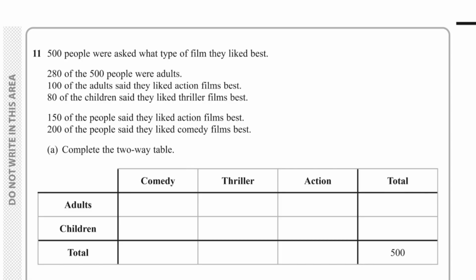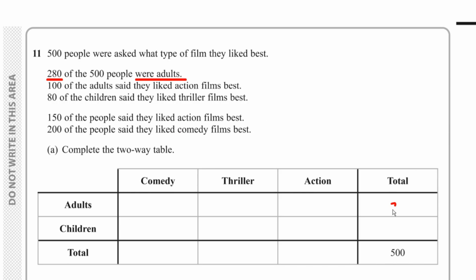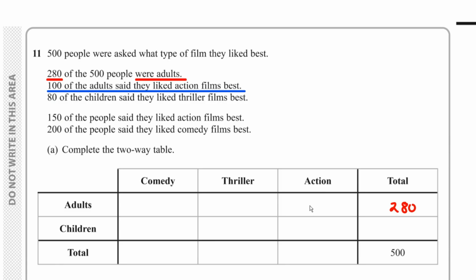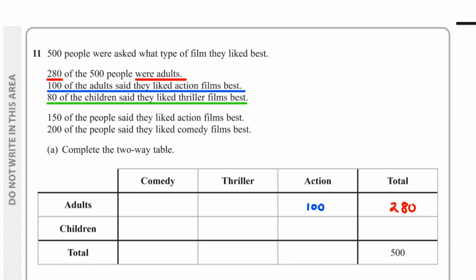So, we've got 500 people in total, that's shown here. Then we've got 280 people who are adults. So we've got adults equaling 280. Then it says 100 of the adults said they liked action films best. So of those adults, action films is 100. Then it says 80 of the children said they liked thriller films best. So thriller children is 80.